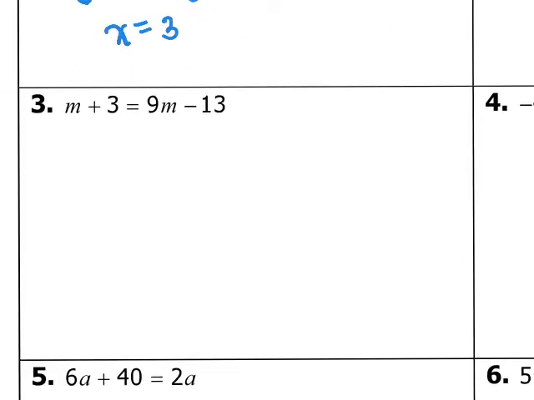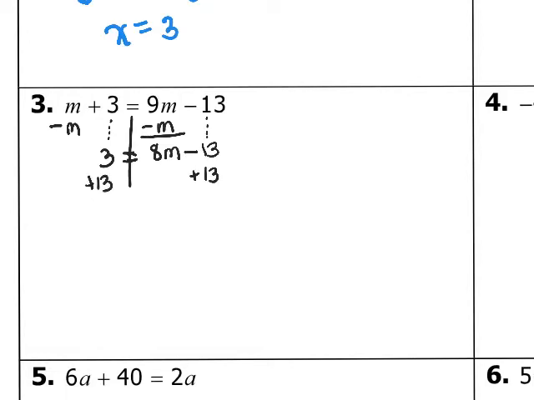Let's do another practice one. What do we do first? First thing we're going to do is move the m's to the same side. Bring down the other numbers. Now we need to move all of our units to the other side, so that we are left with 8m on one side and 16 on the other.